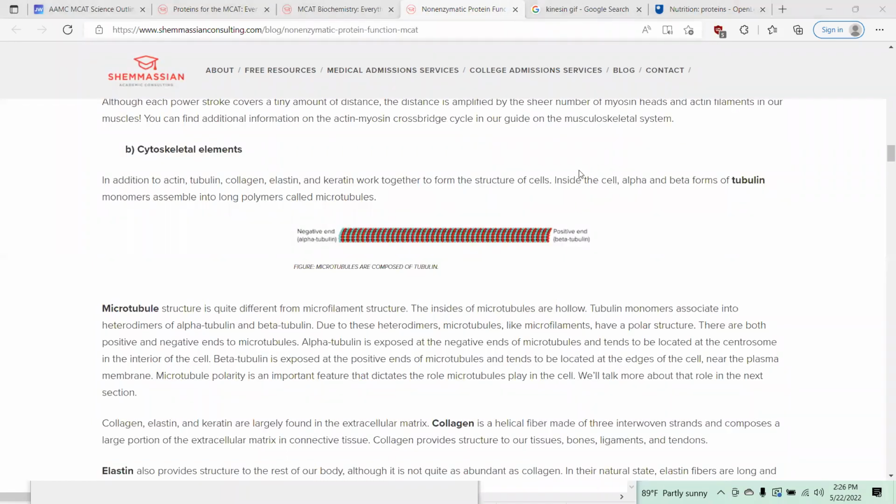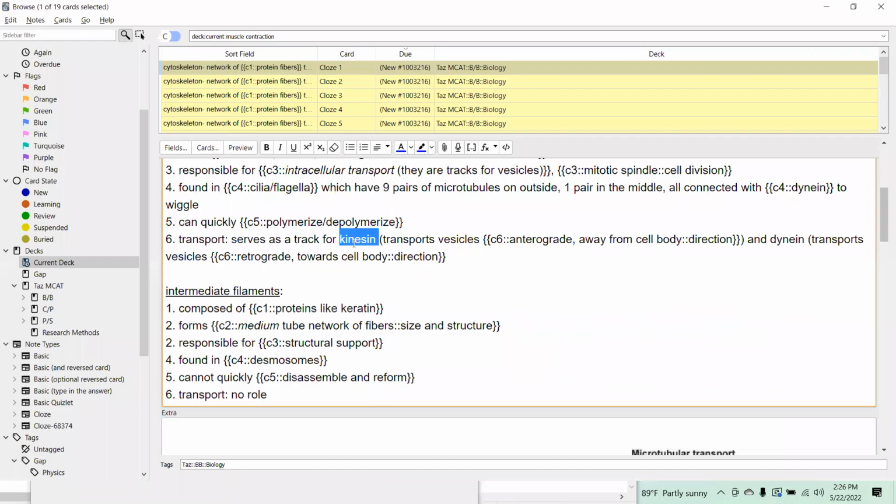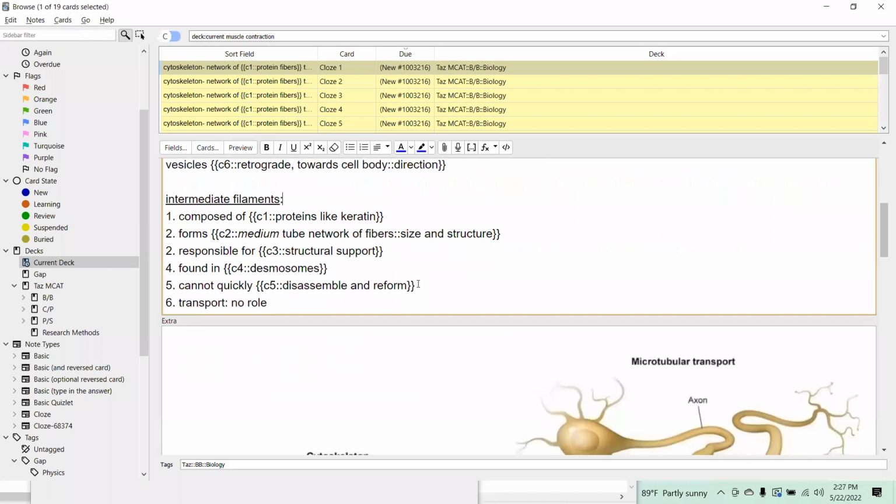That's very neat. So kinesin and dynein, the distinction between them is that kinesin goes towards the periphery of the cell, whereas dynein takes stuff towards the center of the cell. That's basically what it is. Again, a lot of these are just facts that you stick in an Anki card and memorize, and that's all it is.